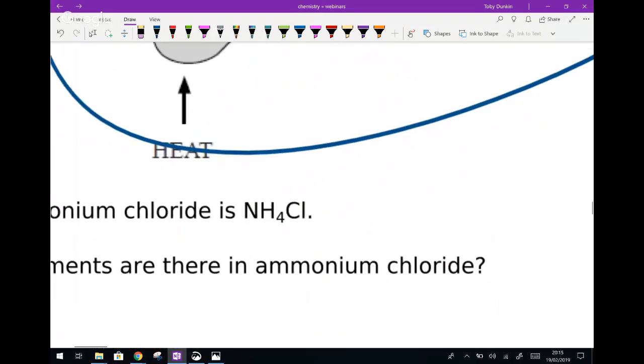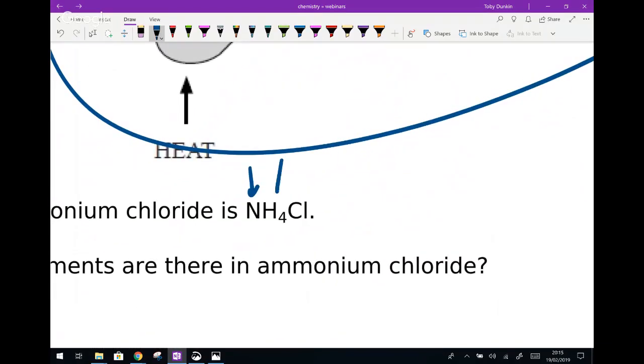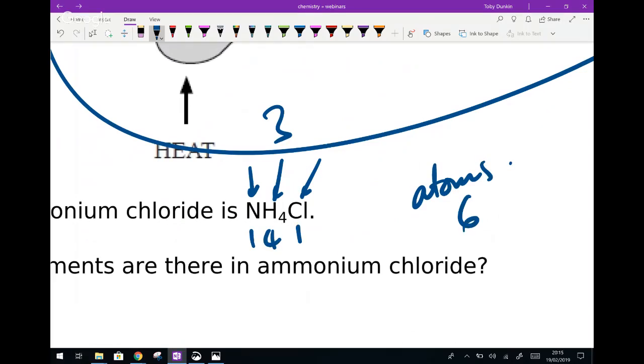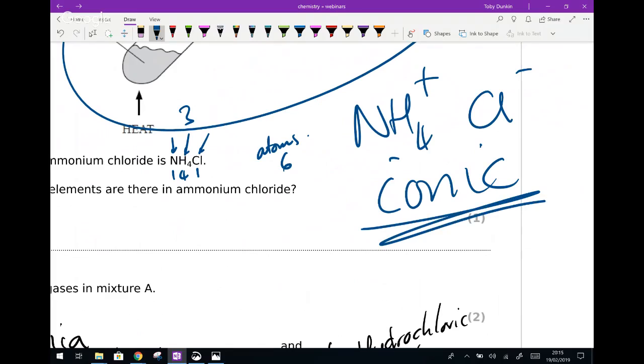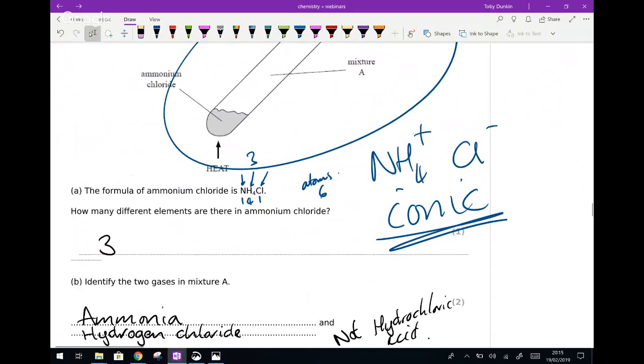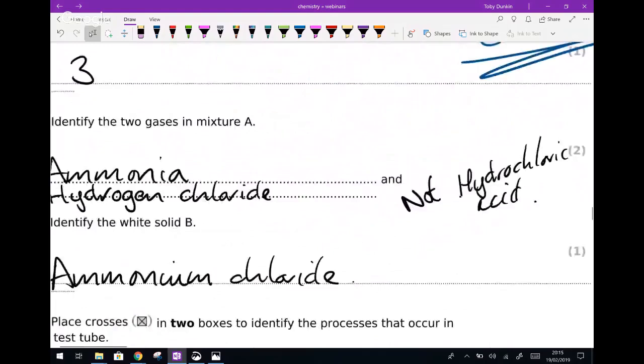How many different elements? I've got nitrogen as an element, hydrogen as an element, chlorine as an element. So 3 elements. How many atoms are there? Well, I've got 1, 4, and 1. So I've got 6 atoms. What bonding is occurring? It's ionic. That's a tricky one, because ammonium is plus and Cl is minus. This here is ionic, even though it breaks our rule of metal, non-metal. They do like to ask it.